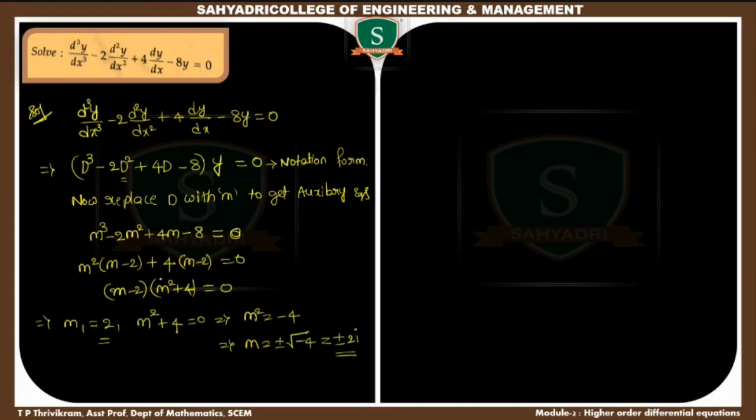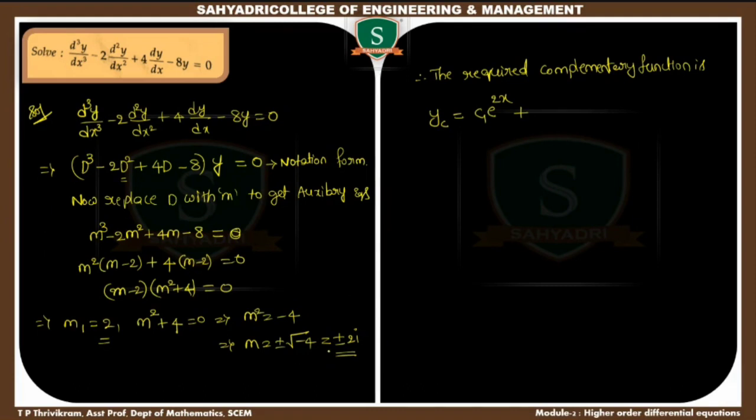How to write the solution is, therefore the required complementary function is. So how to write the complementary function? Yc is equal to, first one is a distinct root, right? So for a distinct root, what you will do? C1 e power m1x. So that means e power 2x. Next, for complex roots.